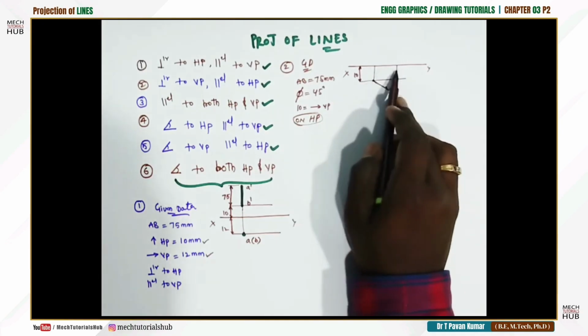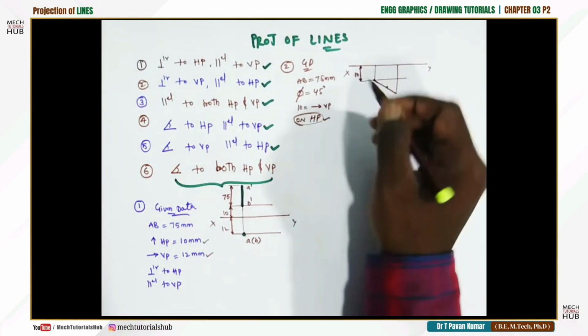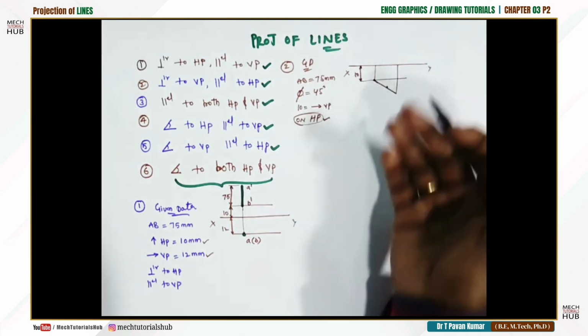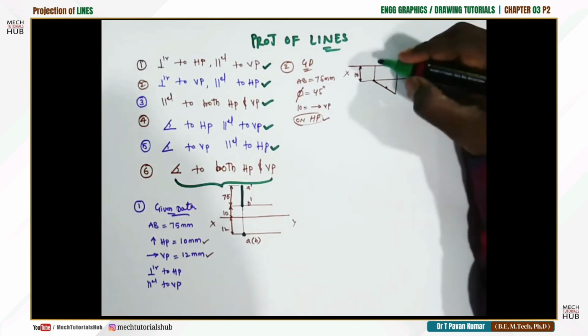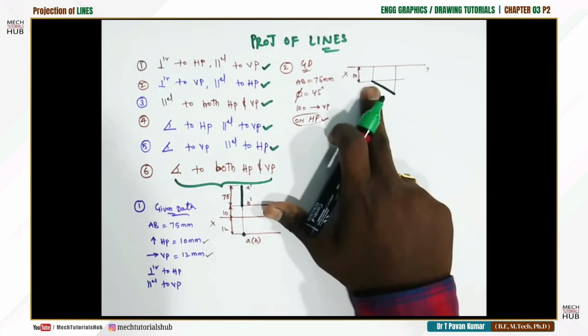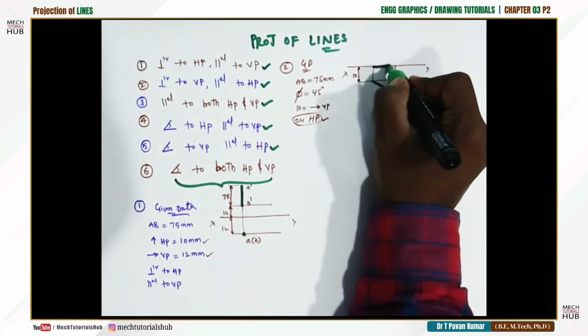Why onto the XY line? Why not above the XY line? Because he has given it as on HP. No above distance is given. If no above distance is given, you are not supposed to maintain any distance. Okay. Now darken the required line, 75 mm. Now wherever these two projector lines meet the XY line, darken that distance also.